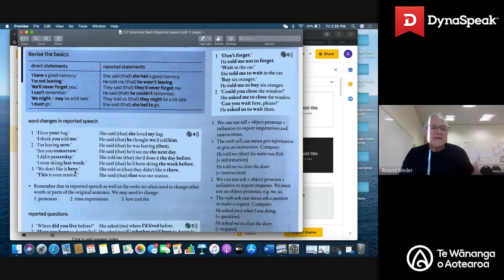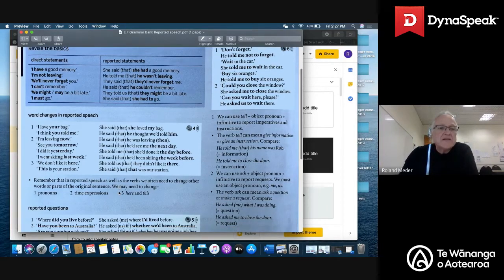Remember, here is usually used for something that is closer to you physically or in time. She told us that she didn't like it there. Here, there, physically it's further away, but also in time, in the past, it's further away. This is your station. She said that was our station. It's the same. This is often used for something that is physically close to you. That is used when it's further away, but it can also be used that way for time. So read what they say here.